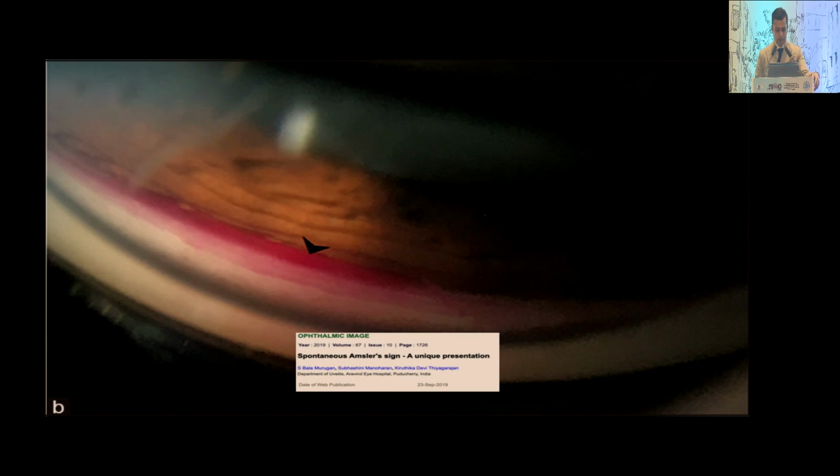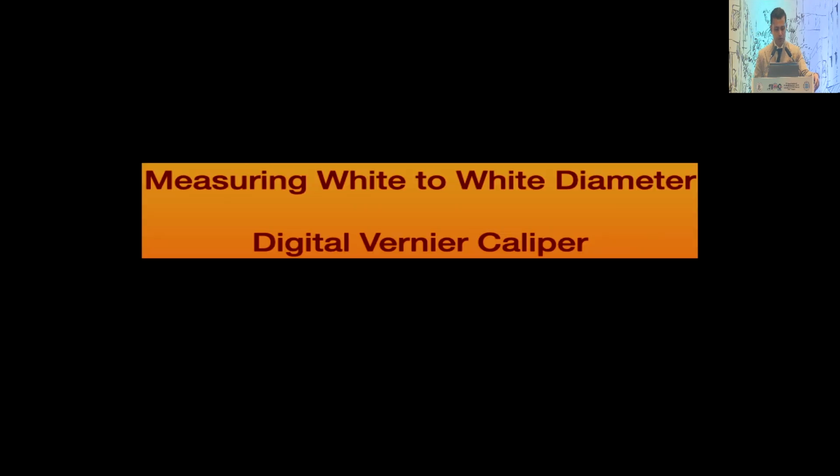This is just a representation image which I picked up from a presentation to show what would typically happen. We all know what Amsler's sign is, and we've seen it in cataract surgery, but there is no reason why it can't happen even in an ICL patient. So it's good to do that.